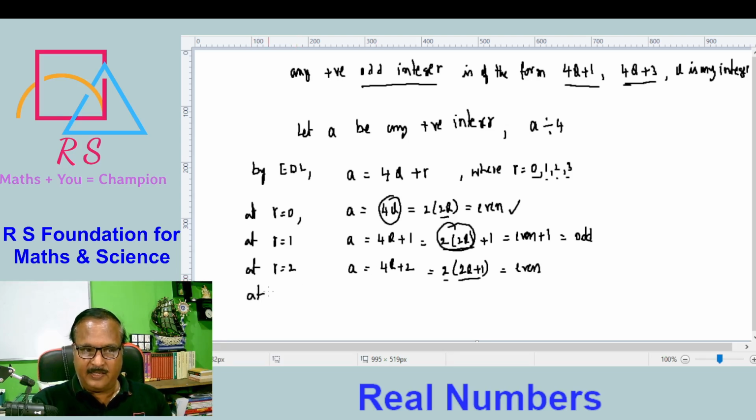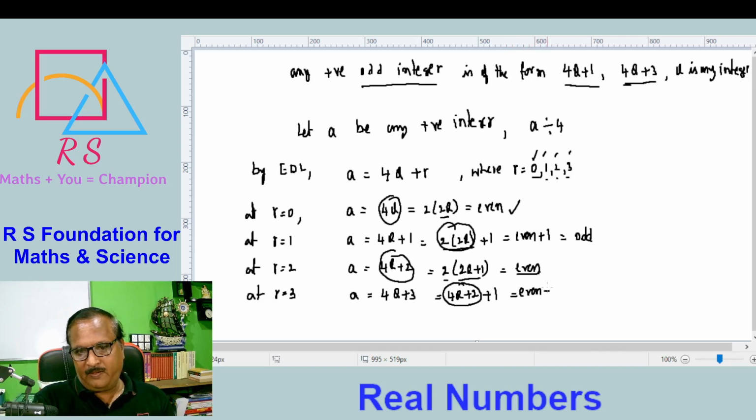Let us say at r is equal to 3, because we have taken 0, 1, 2 and 3. What happens to a? It is 4q plus 3. Let us write 4q plus 2 plus 1. Why 4q plus 2? Already we have written it as an even integer. So this is an even integer, and even plus 1 is equal to odd. So that means it is odd only in 2 cases, at r is equal to 1 and at r is equal to 3.